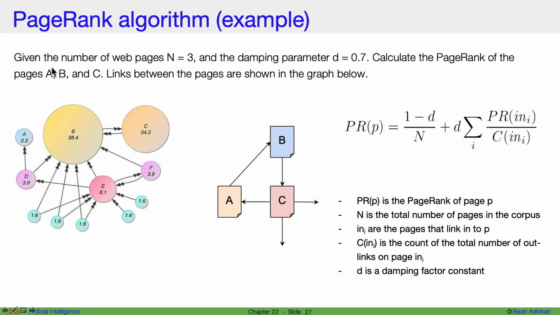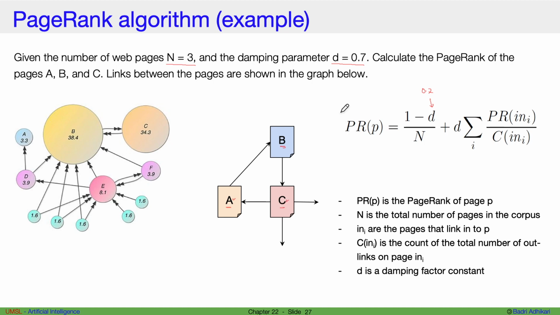So say we are given a number of web pages, n equals 3. So I'm given pages A, B, and C. And the damping factor parameter is 0.7. So my D is given to me as 0.7. We would like to calculate the page ranks of the pages A, B, and C.